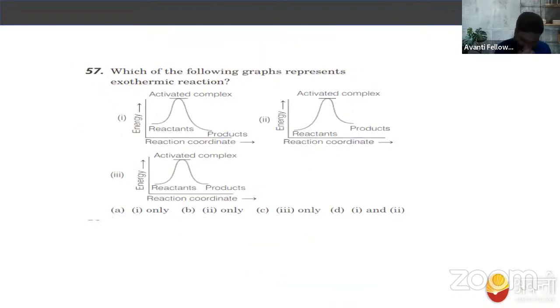चलो. The next question, this is also very important. सभी try करो solve करने का. Which of the following graphs represents an exothermic reaction? So you have to identify which of the following graphs represents the exothermic reaction, right? This is the reactant we have, this is the product, and this is the activated complex. So out of these 1, 2, 3, which one represents the exothermic reaction? फटाफट बताओ.